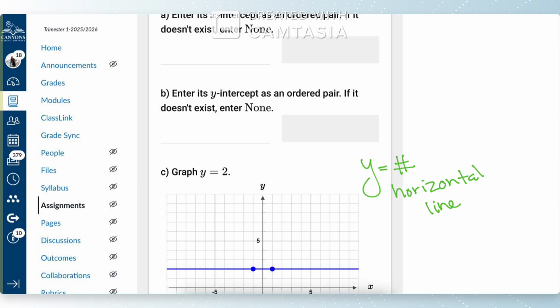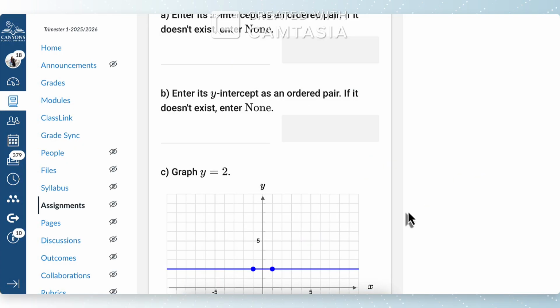In this case, this would be the horizontal line where y is equal to 2. At any of these points, y would be a value of 2. I could put a point anywhere on this line, and all of them have a y value of 2. The x-intercept is going to be none because it doesn't cross the x-axis. And its y-intercept is hanging out right here as an ordered pair, that means an x comma y value. This one is the ordered pair 0 comma 2.